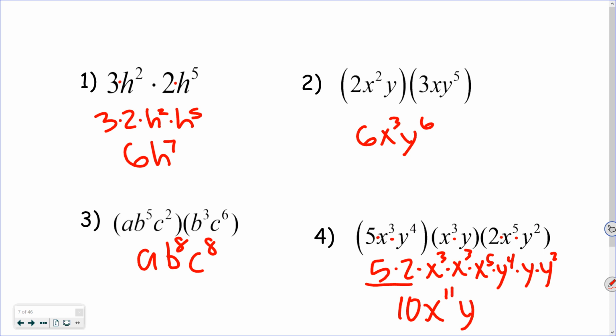Y. Be careful here, that's y to the 1st. If it doesn't have a power, it's a 1 there. Add up the exponents, 4 plus 1 plus 2, adds up to be 7. So it's simplified as far as we can take it.